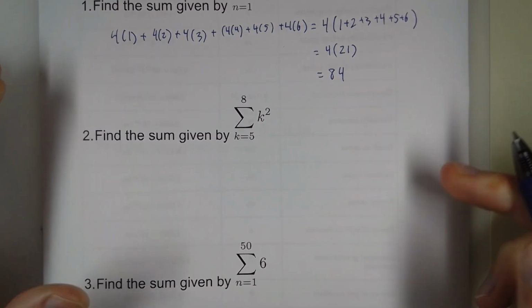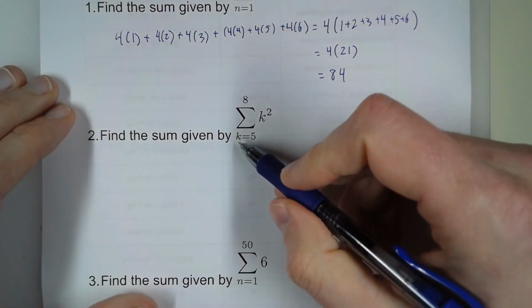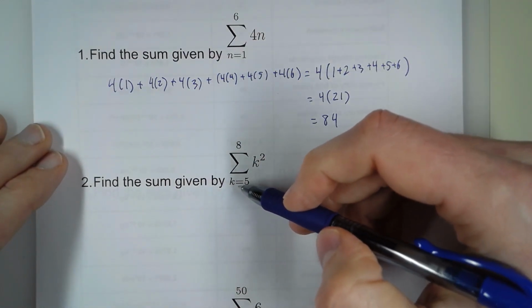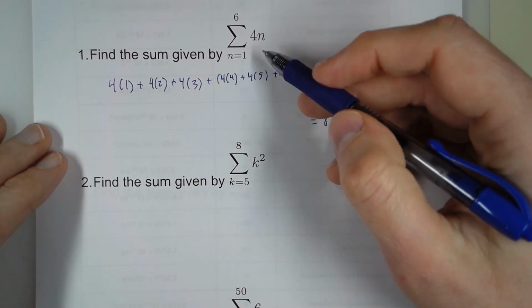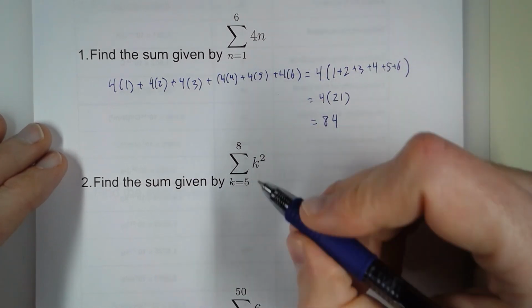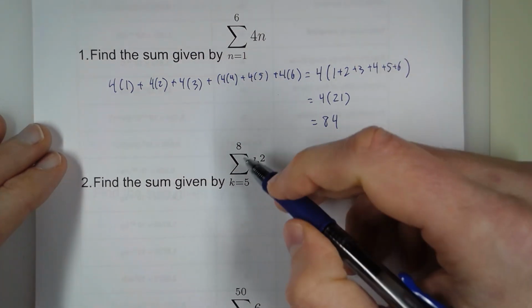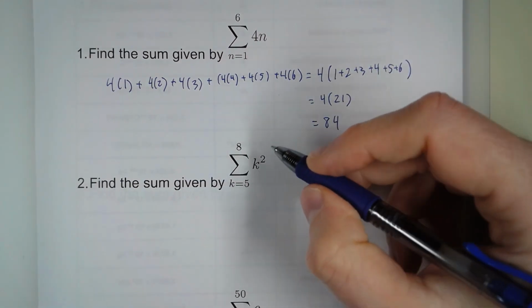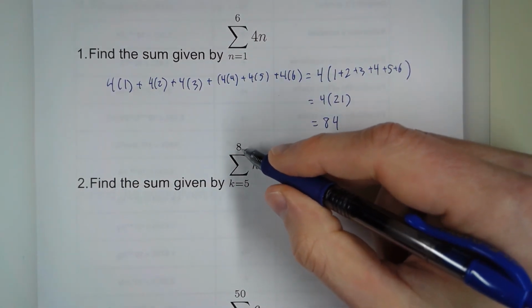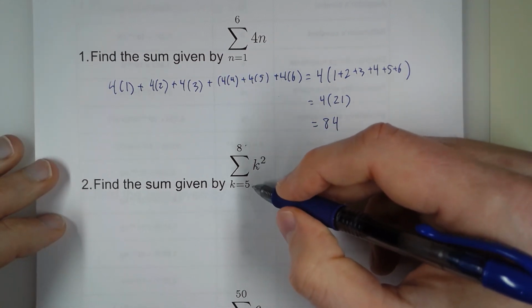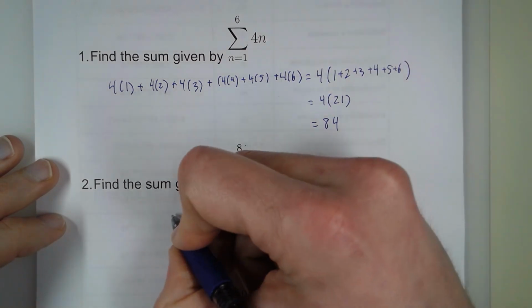Now for the second one, notice that we have different letters from number 1. Number 1 had n, number 2 has k, and that's all right. You can have different letters, doesn't really change much. But you've got to pay attention to what number you're starting with when you plug in. Here we're plugging in with 5, and we're going to end with 8. A lot of students get confused by this because they often think that 8 is how many terms there are. No, 8 is the last number you plug in. In this case, 5 is the first number you plug in.